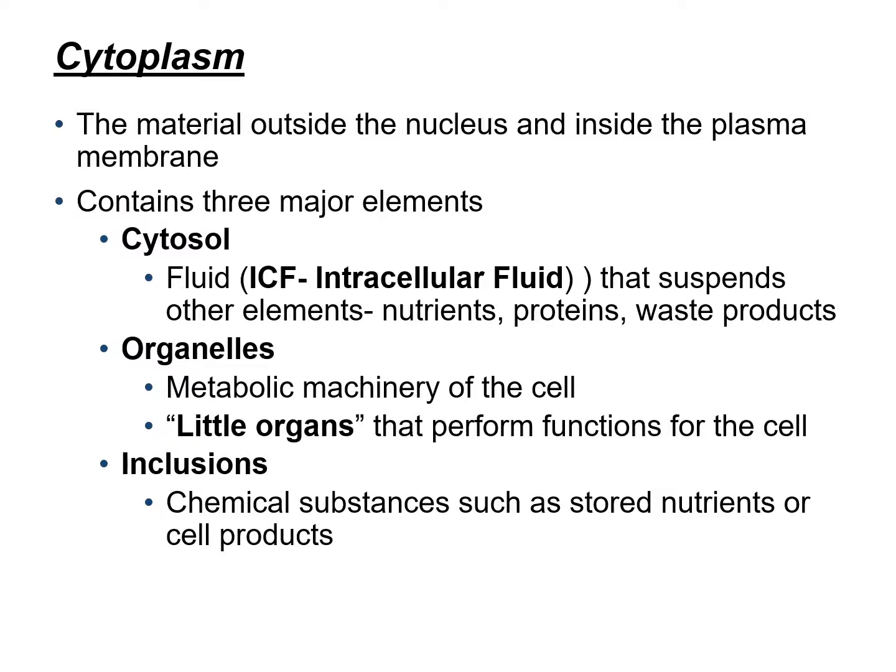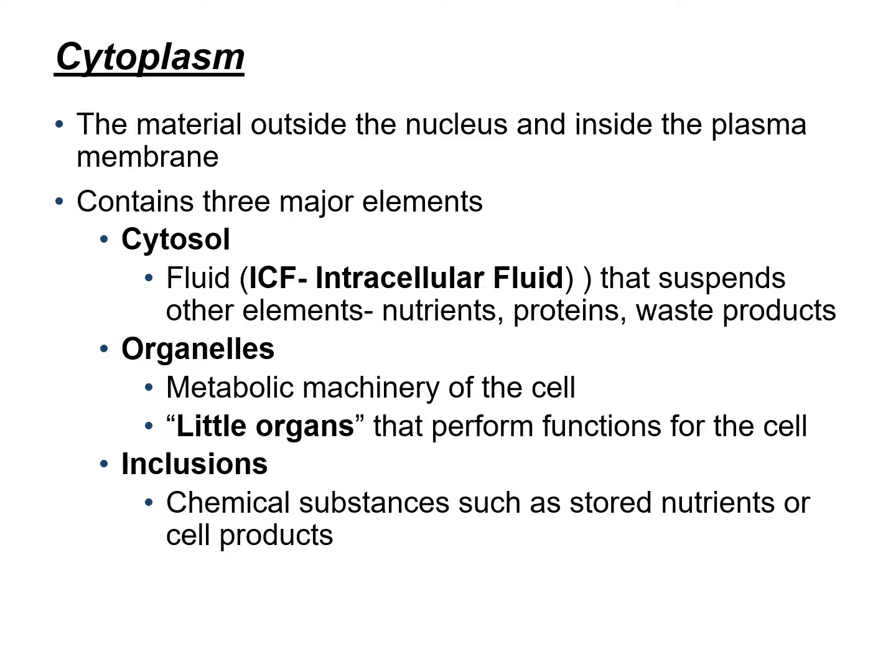Hi everyone, we are continuing with topic 2 of human anatomy class, and this is part 2 of the topic 2 lecture. We've already covered the plasma membrane and now we're going to start with cytoplasm. Cytoplasm is the material that is present inside the plasma membrane and it is outside of the nucleus. The nucleus is one of the most important organelles inside the cell. And the cytoplasm is made up of three components.